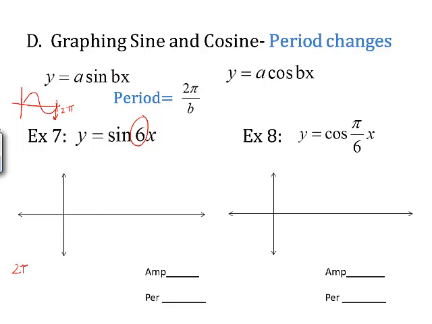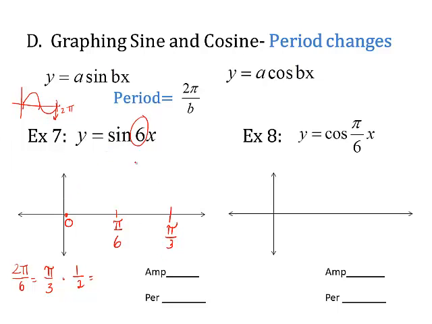Okay, so 2 pi divided by 6 is pi over 3, right? So the end of my cycle, it will end at pi over 3. It will begin at 0 like always. To find the middle of that, I'm going to take the pi over 3 and multiply by 1/2, which is going to give me pi over 6. All right, so now I have my major landmarks there.